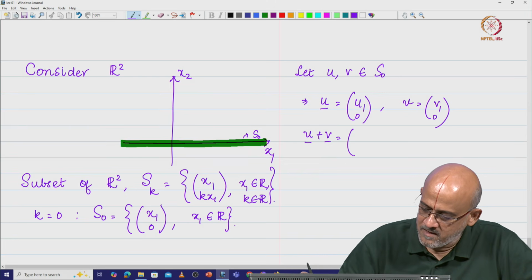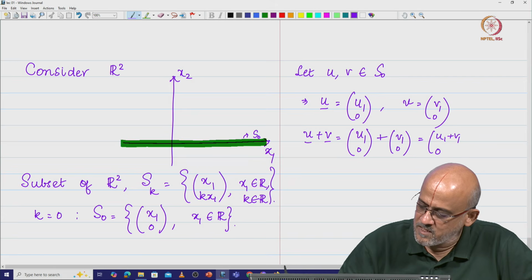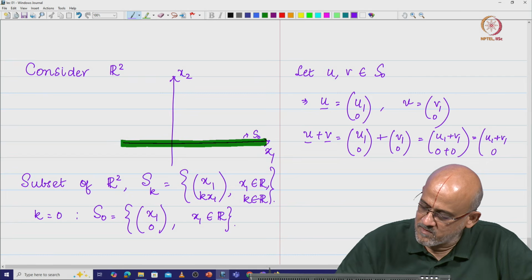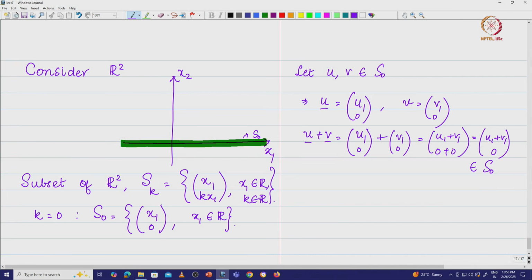U plus v is nothing but u1 0 plus v1 0, which is nothing but u1 plus v1 and 0. This is also an element of S0 because it has the same structure where the second component is 0. So, u plus v is an element of S0, therefore, S0 is closed under vector addition.